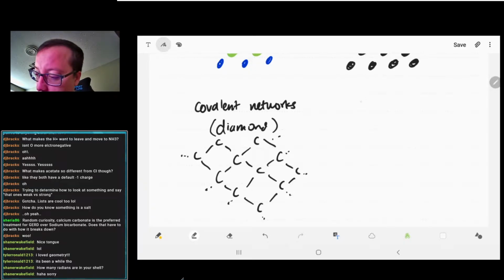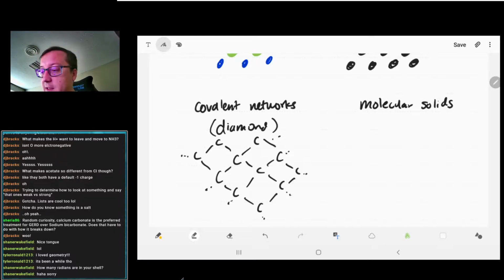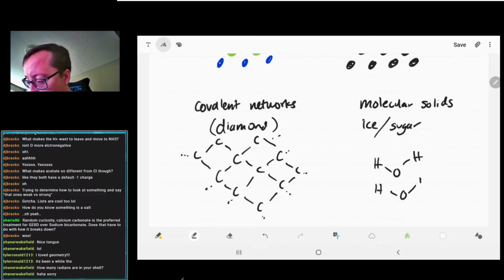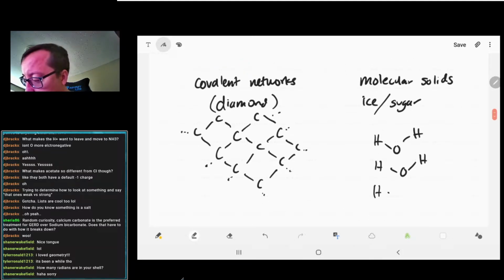And then the last one we have is molecular solids, which would be something like ice or sugar. These would be things that are held together with intermolecular forces. So for ice, you'd have all your water molecules arranged very nicely.